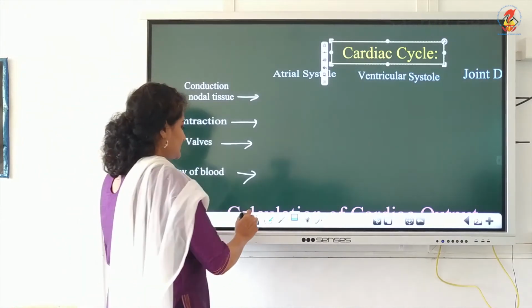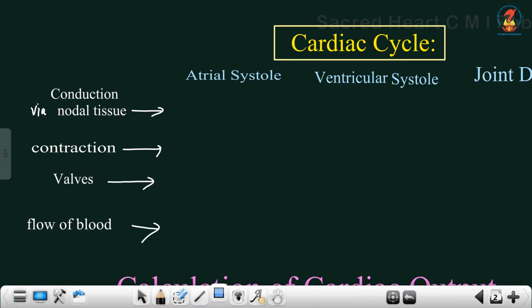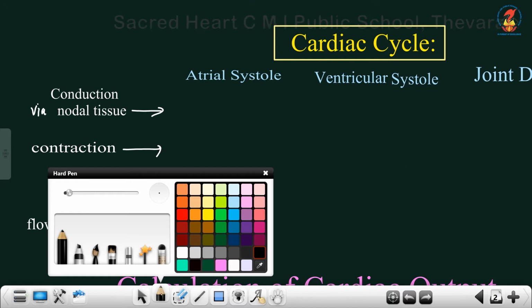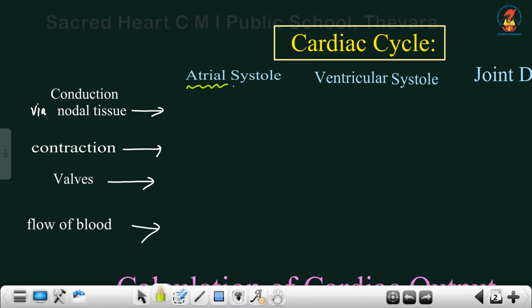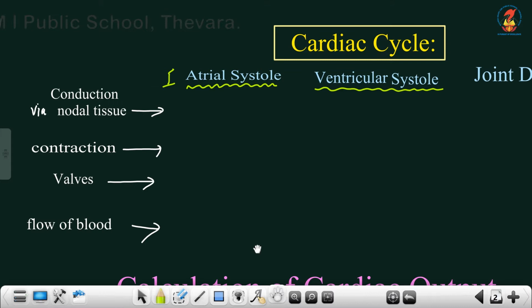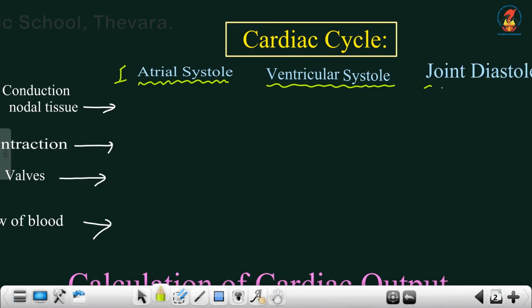Okay, so let's start with the first phase. First phase is the atrial systole. Second phase is the ventricular systole, and third phase is the joint diastole. Clear? And when you hear the word systole, remember contraction. That will lead you to the answer.